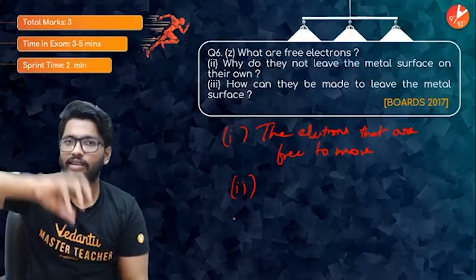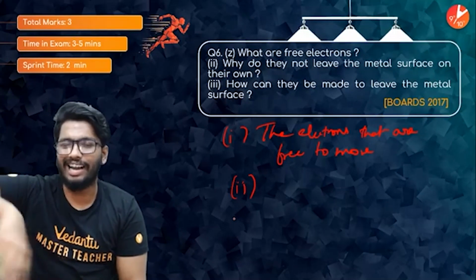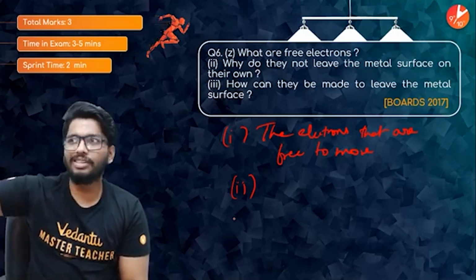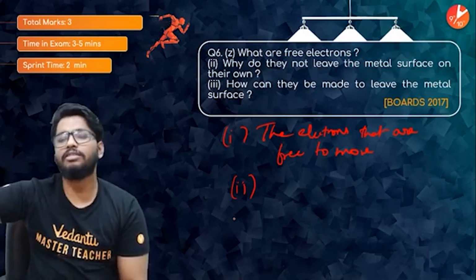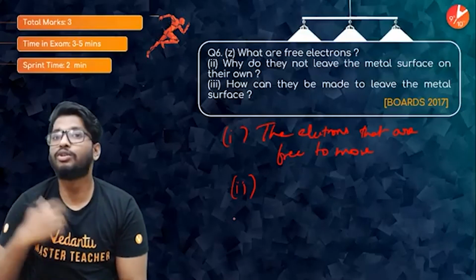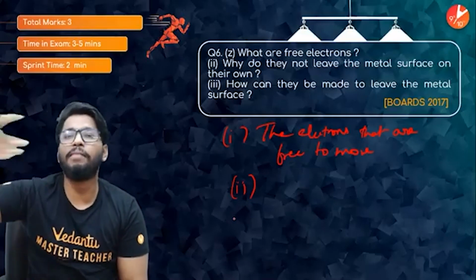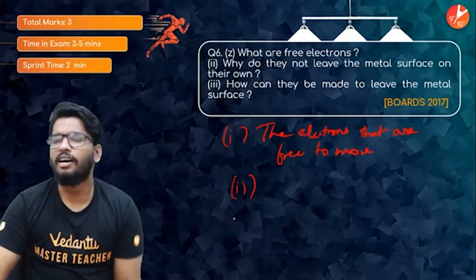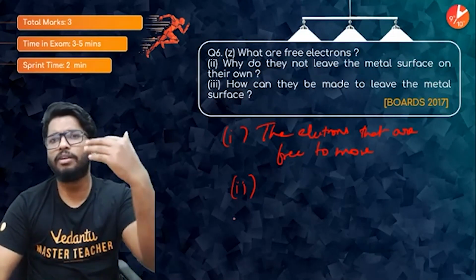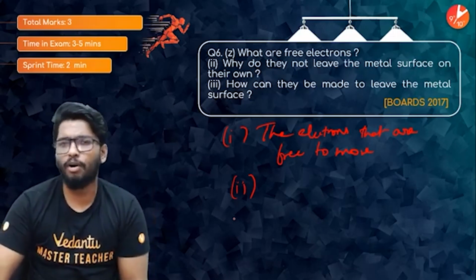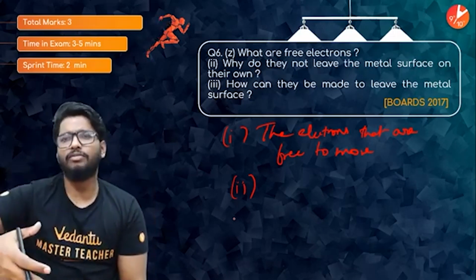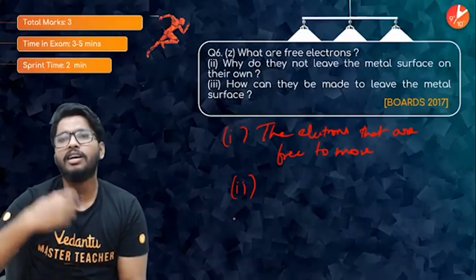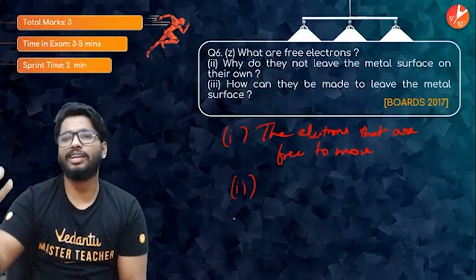Secondly, once they've come out of the valence shell of an atom, as they are moving, the other atoms in that metal surface could probably attract them. So this is the reason they can't easily leave the metal surface on their own. Both of these reasons are correct to some extent, but the first one is more appropriate. Because when they come out of their place, the positive charges would try to attract them.